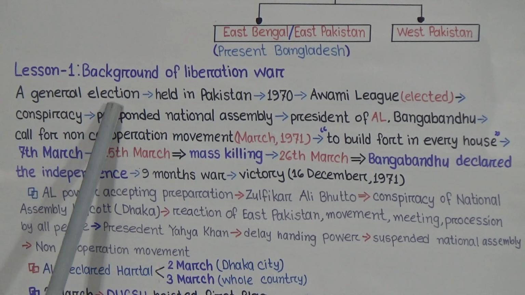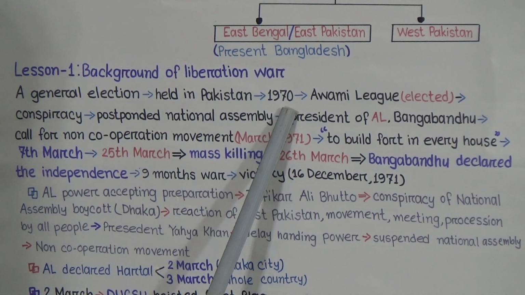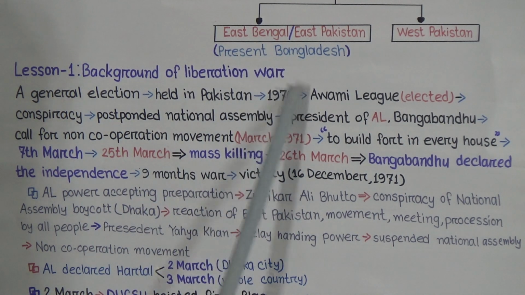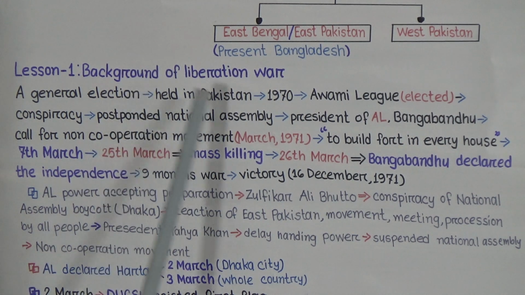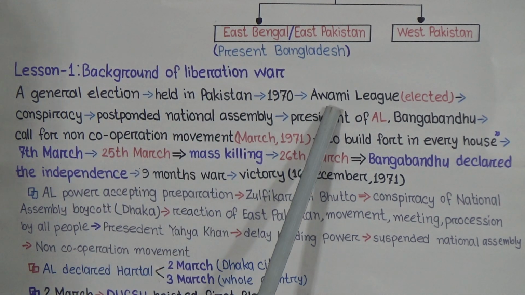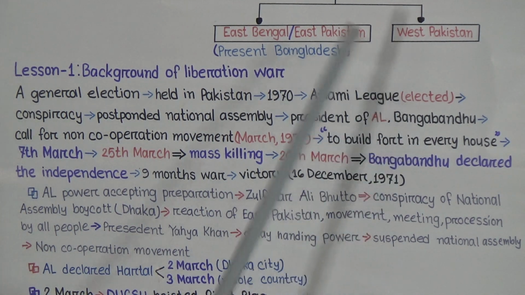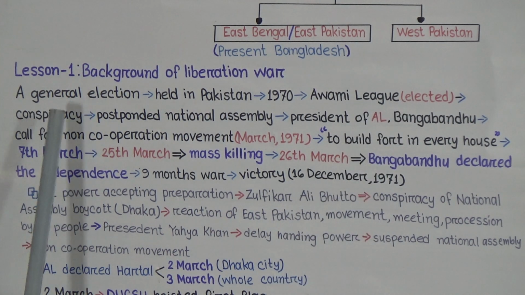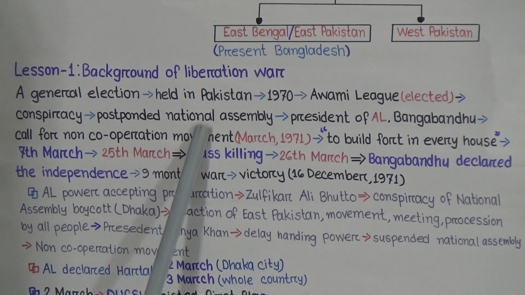Look, a general election was held in Pakistan for the first time in 1970. If I ask you what happened in 1970 in Pakistan, a general election happened for the first time, and Awami League was elected, getting a lot of votes. And when Awami League got elected, we find a huge conspiracy against East Pakistan, against Bangabandhu, and against the people of East Pakistan. So that time Pakistan postponed the National Assembly.